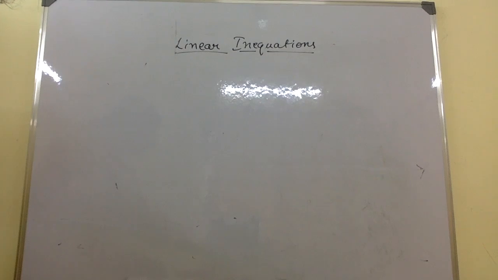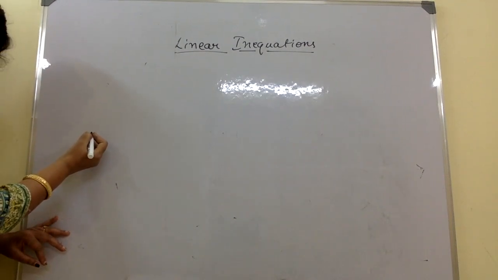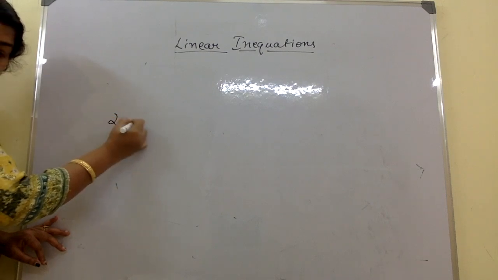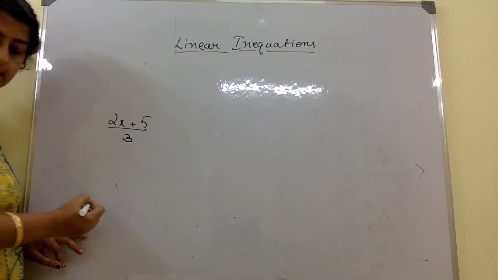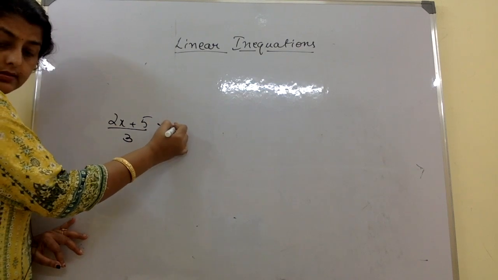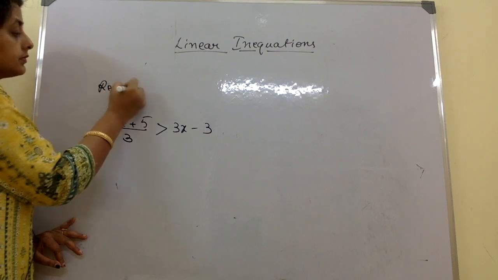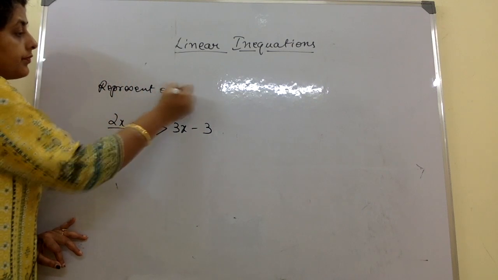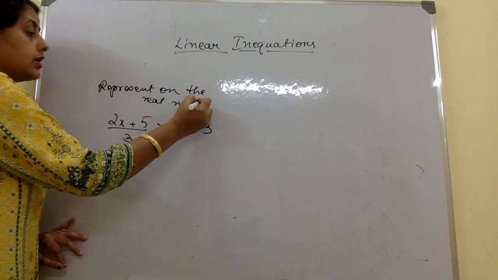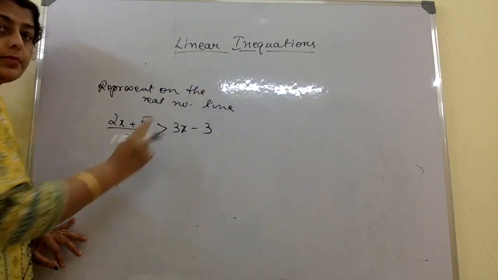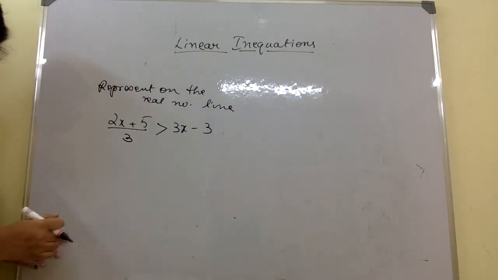Represent on the number line. Here is a question: represent on the number line, (2x plus 5)/3 and 3x minus 3. Represent on the real number line. Now they are only telling real number line. Represent on the real number line. What to do?